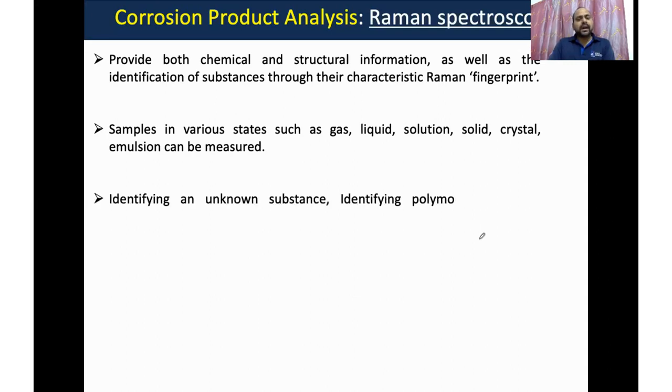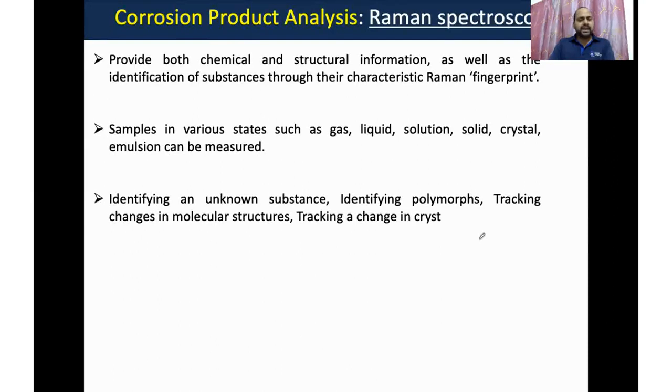Here again, we can identify an unknown material or polymorph, and if there is any change in the molecular structure, that can also be identified. Like during a process, if there is a change in the material properties, that can be identified, or if there is any change in the crystalline properties, that can also be traced out. So it's very good.